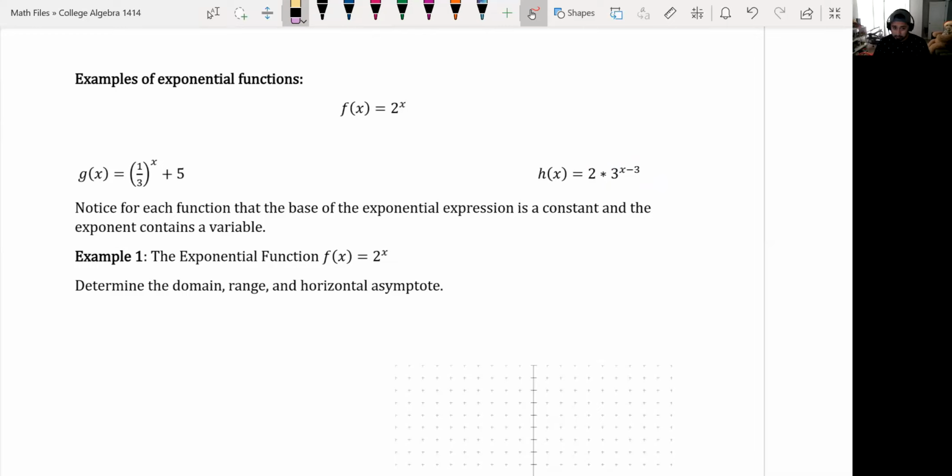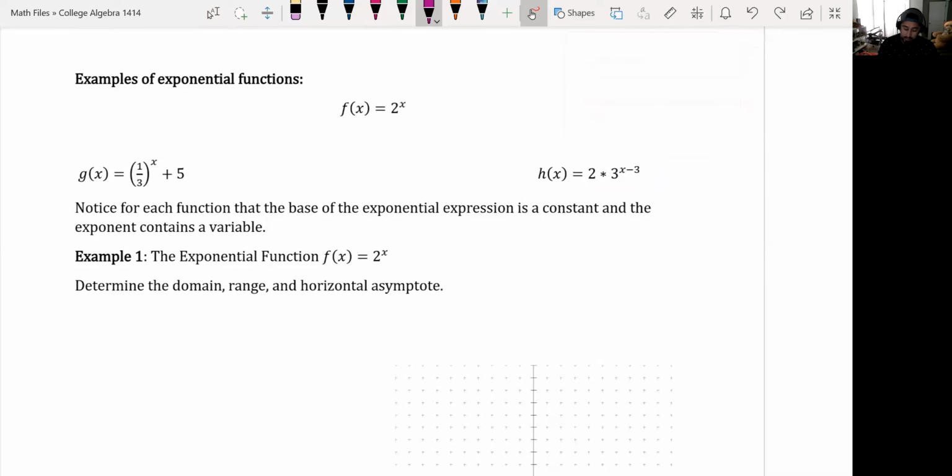Okay. Notice for each function that the base of the exponential expression is a constant and the exponent contains a variable. So for exponential functions, we see that x is always the exponent. Okay.